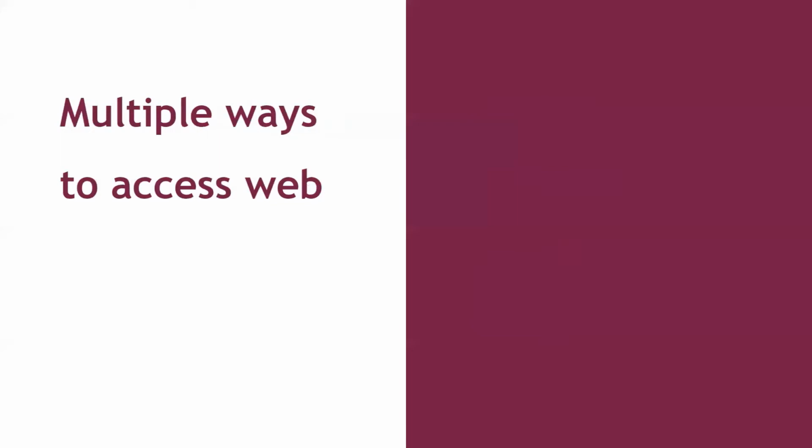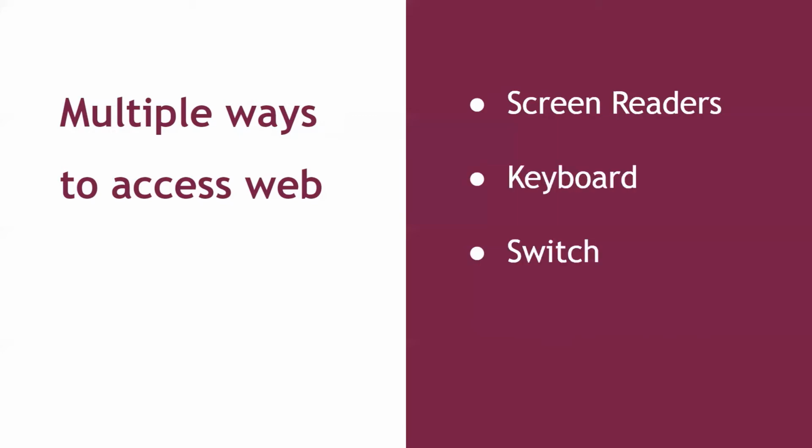Since there are multiple types of disabilities, there are multiple ways to access the web. Some people use screen readers, they use keyboards, or there are some people who use a switch. A switch is a type of assistive technology, and people also use magnifiers. They use a lot of other things as well, but these are the main ones.